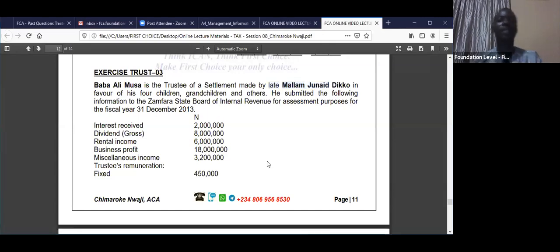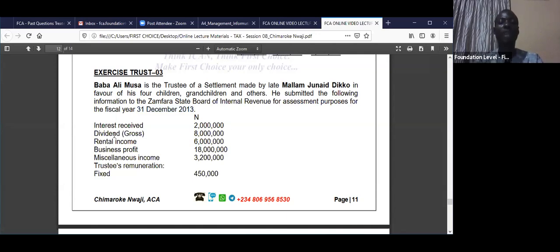All right. Now, look at the interest. This is the Zamfara State Board of Internal Revenue. That is where the trustee is making his tax assessment. So that is where it is deemed that late Malam Junior was resident. That's fine. All right, look at what they brought for the fiscal year 2013. That means this must be the 2014 year of assessment account.